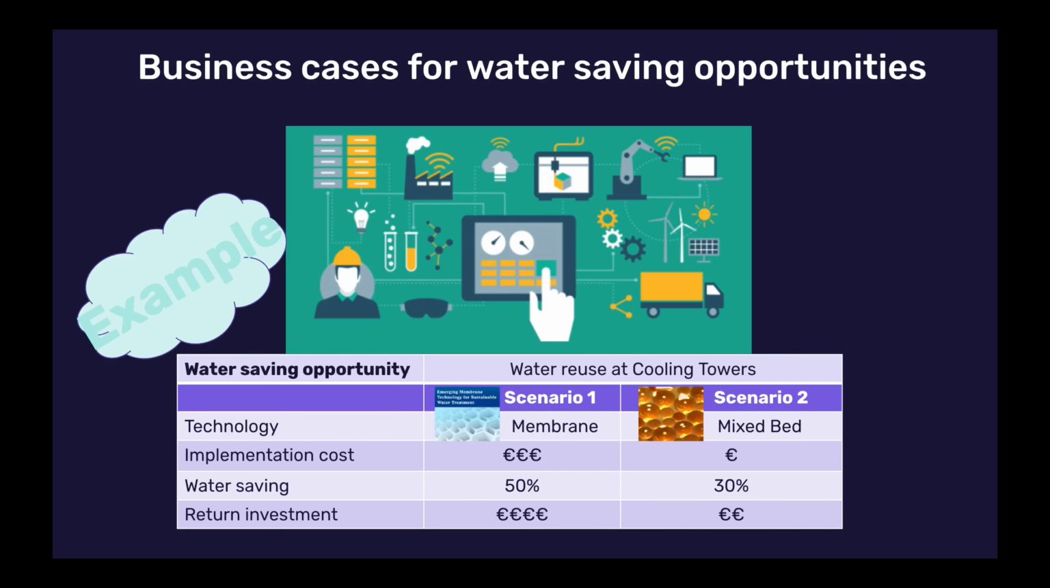So we have the implementation cost, which is considered expensive, but on the other hand, our water saving would be quite good, and our return on investment is also higher in comparison to the implementation cost. Scenario 2 would be a mixed bed filter example. It's less expensive than membrane technology, but the water saving is also less, and the return on investment is likewise less.